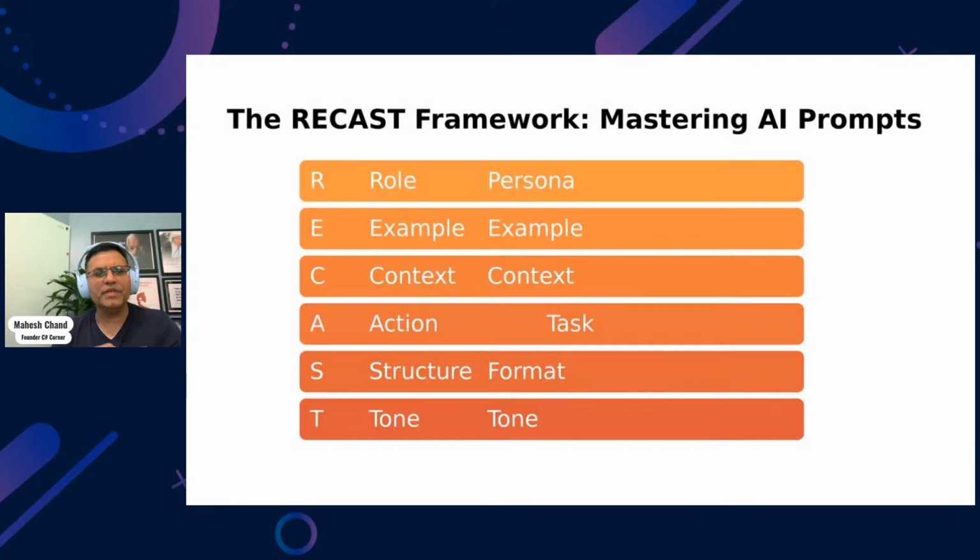And then the following week, this is my RECAST framework, quickly, just to give you the idea. You have to create a role, who you are, example, context, actions, structure, tone. So I call it the RECAST framework. It's the same thing we talked about, but it puts you in a framework and structure, and you will remember this easily every time you are building these complex applications.